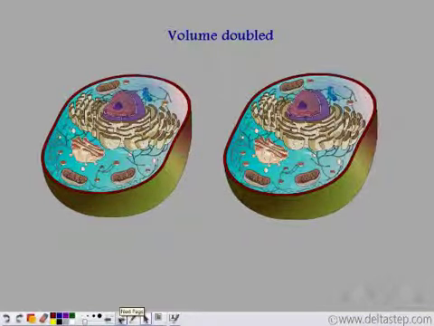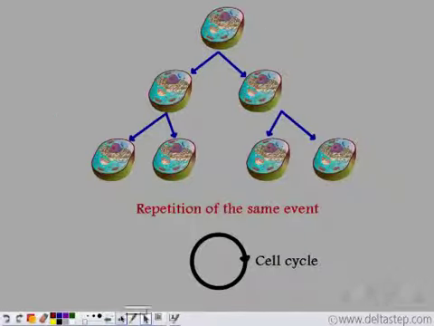So, for this to happen, first the cell should double its volume and then cell division should take place. This doubling of the cell and then cell division, this process repeats, and so this process is known as a cell cycle.